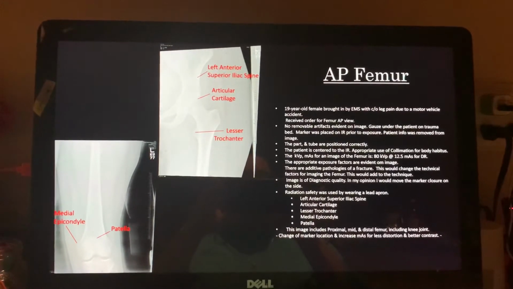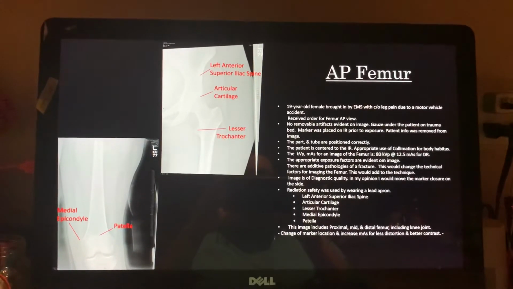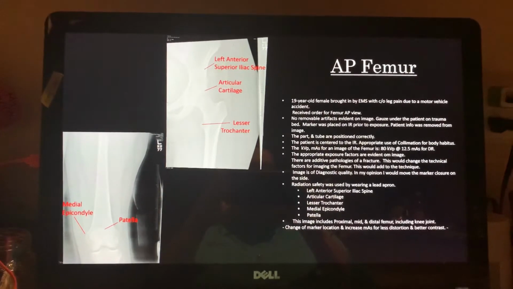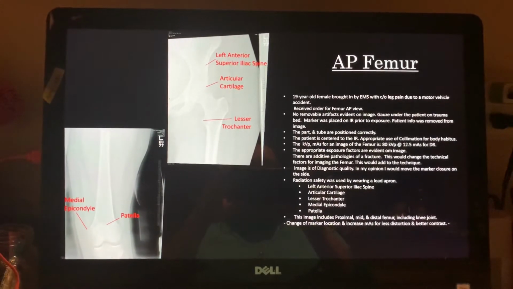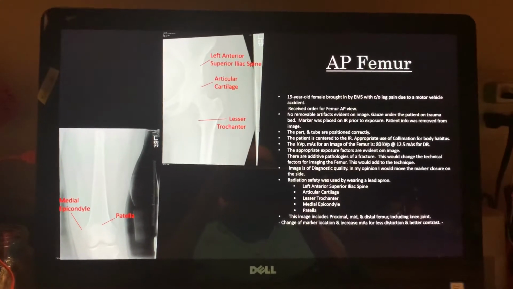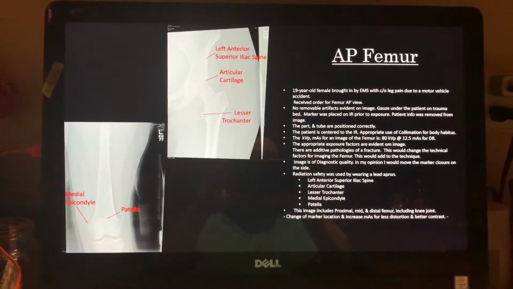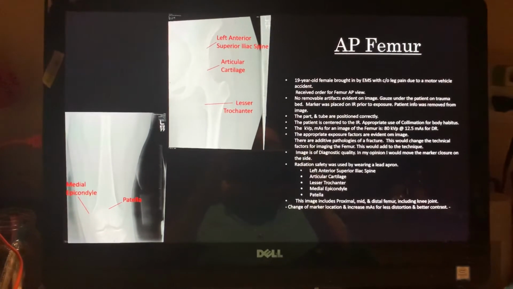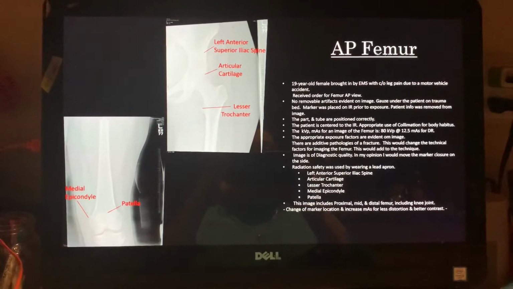There are no removable artifacts evident on the image. Gauze was under the patient on the trauma bed. Marker was placed on IR prior to exposure. Patient info was removed from this image. The part and the tube are positioned correctly. The patient is centered to the IR. Appropriate use of collimation for body habitus.